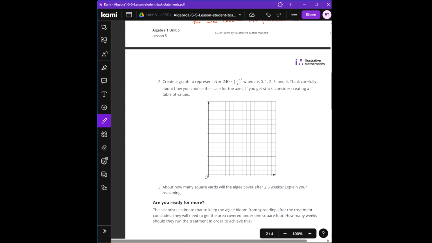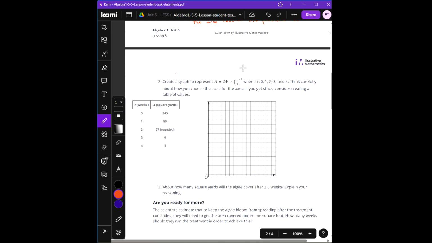Next, we're going to create a graph to represent our equation. And then it says, think carefully about how you choose the scale for the axes. If you get stuck, consider creating a table of values. Okay, so let's go ahead. I'm going to go ahead and put that down for you. Okay, so I went ahead and put the table in here for you. So you can go ahead and copy that down. And then it says to think carefully about the scale.